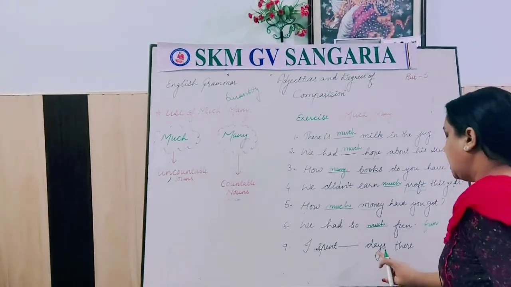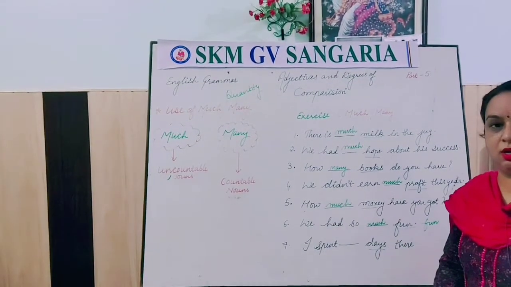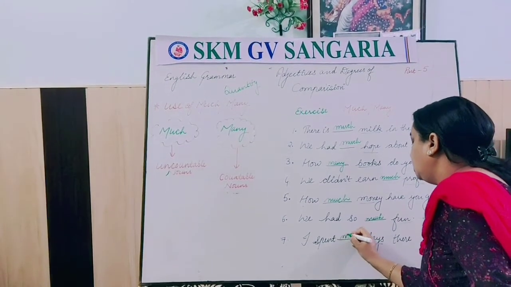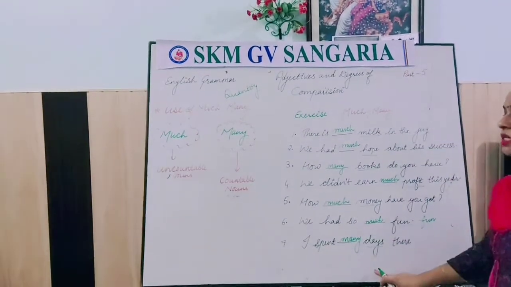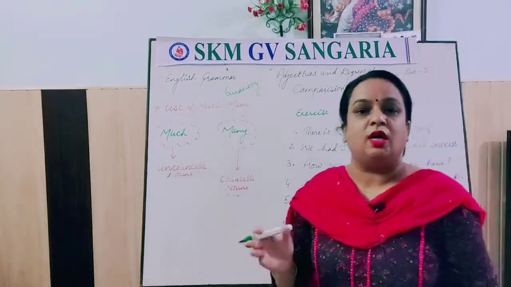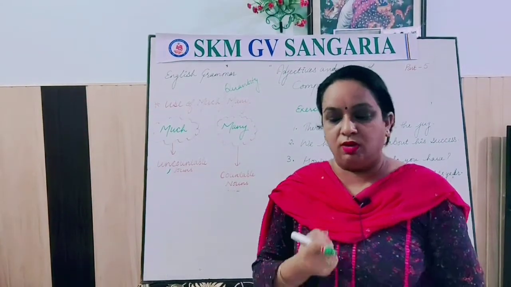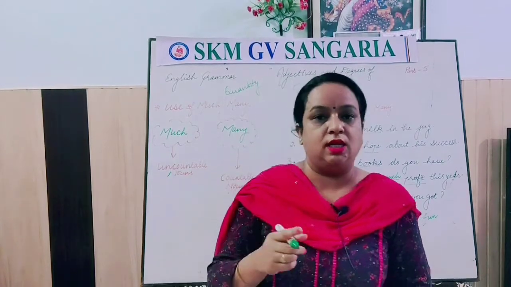I spent dash days there. Days is countable or uncountable? Countable. So what you have to do here? Many days there. So this was the use of much and many. Next, in the next video, we will do the use of little and few.